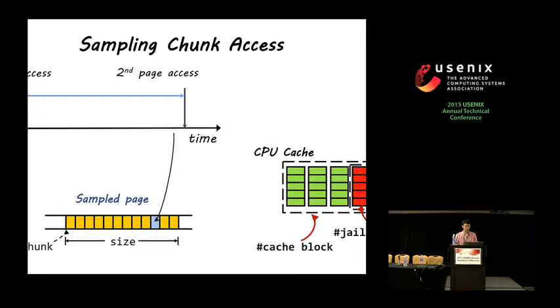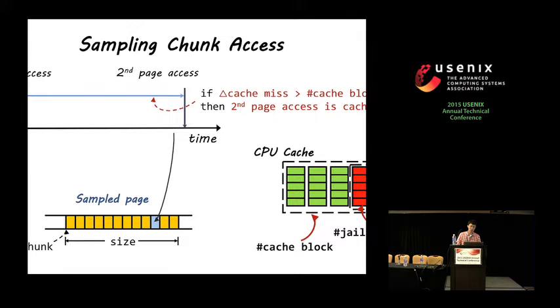In our solution, each sample contains a pair of page accesses, and we record the number of cache misses in between. We compare the cache misses with the total number of cache blocks. And if the number of cache misses is larger, then we can safely say that the second page access is a cache miss.